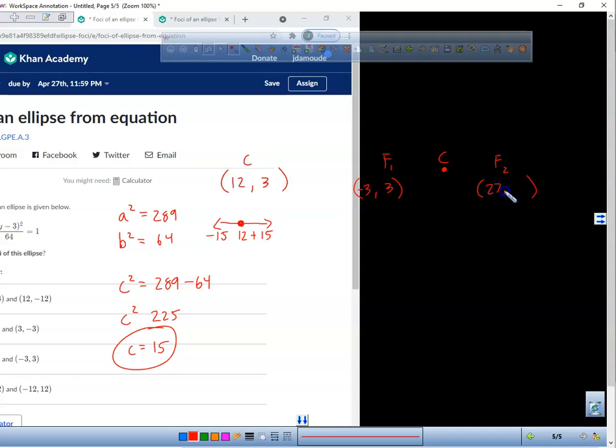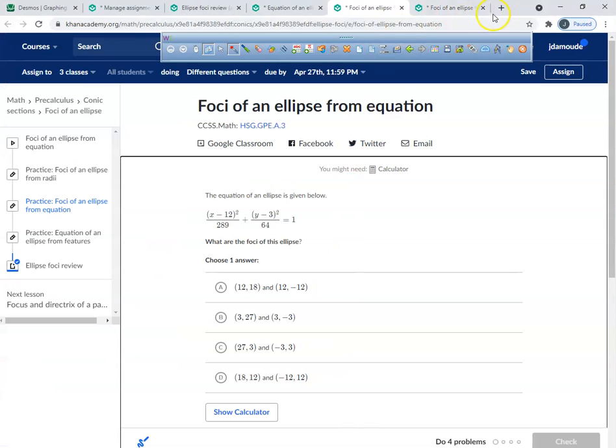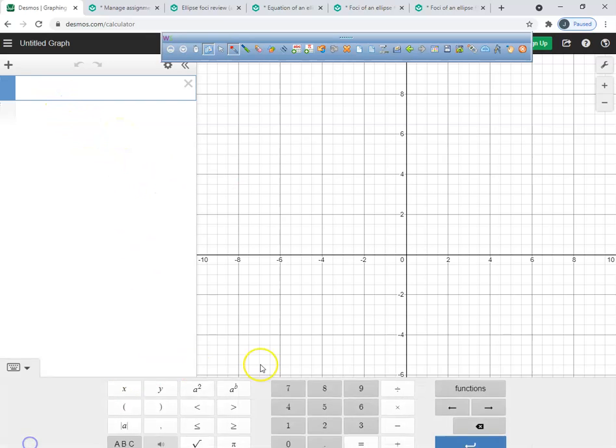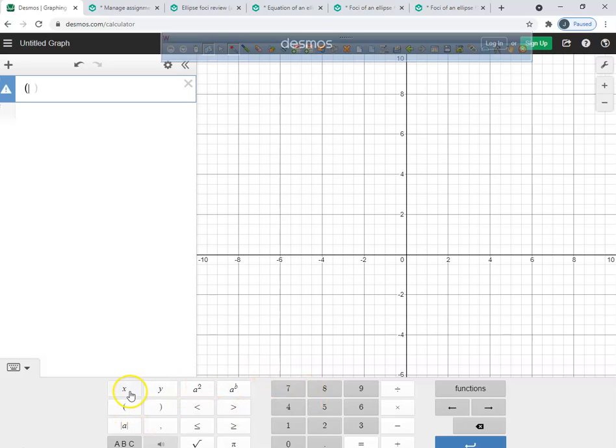27 and a 3, because remember, we're going horizontally. Now, if you get stuck, you can always type these into Desmos so you can see what they look like. All right? So help me out real quick. It won't take long. I just want to do one so whoever's watching can see it.